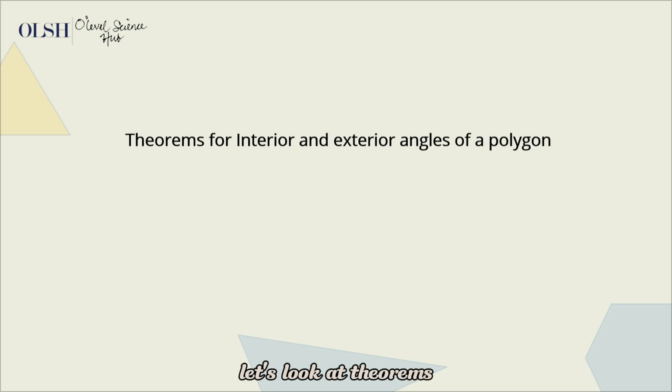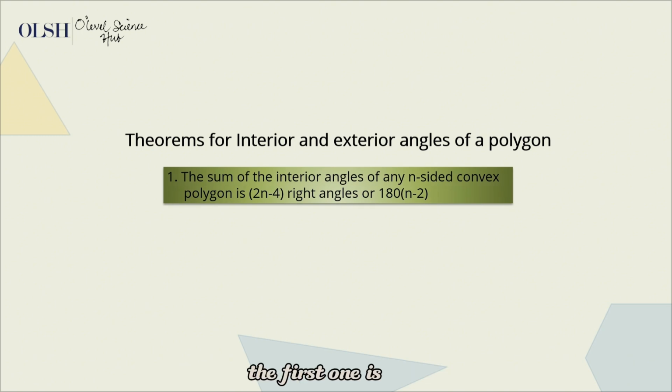Let's look at theorems for interior and exterior angles of a polygon. The first one is that the sum of the interior angles of an n-sided convex polygon is 2n minus 4 right angles, or 180(n minus 2). 2n minus 4 right angles represents (2n minus 4) times 90 degrees, because the right angle is 90 degrees.